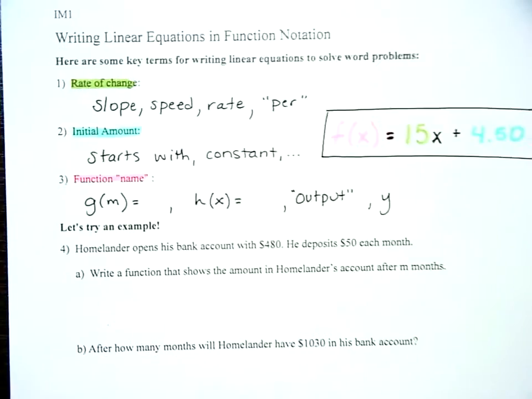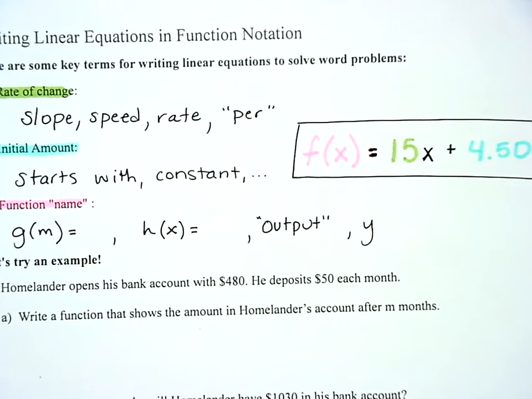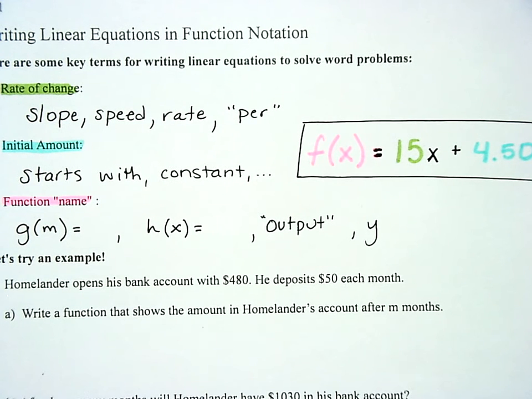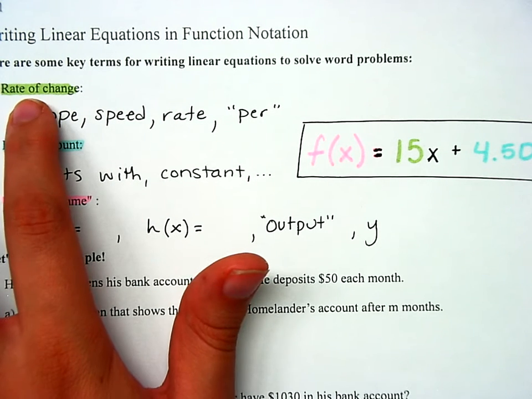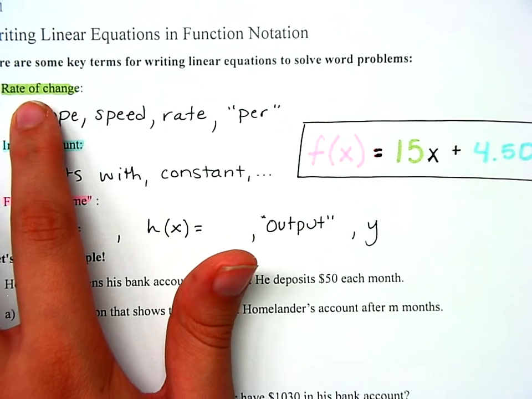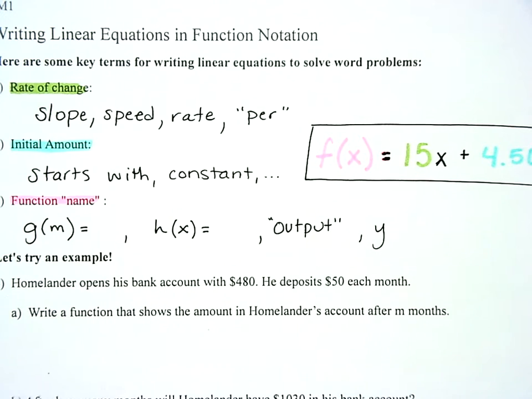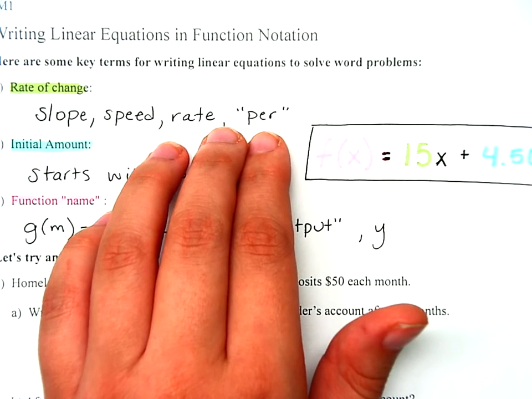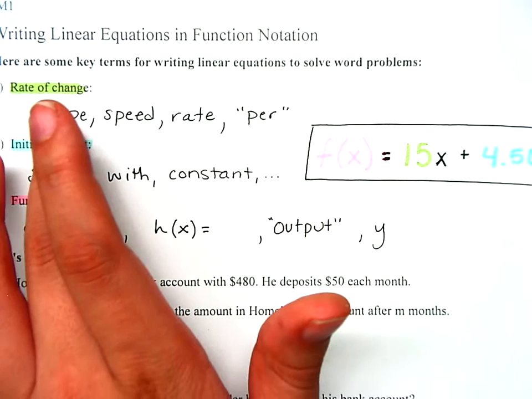Okay, so first let's take a look at the structure of what all of these equations are going to look like, and then we'll practice writing them. So the first important part is our rate of change. We're going to have this in every single problem. It's going to be called different things, but for these real life problems, it's our speed, our rate. Usually when you see per or each, you could think of it as slope.